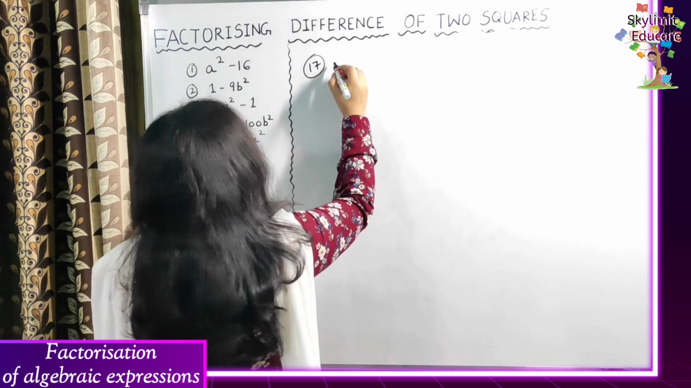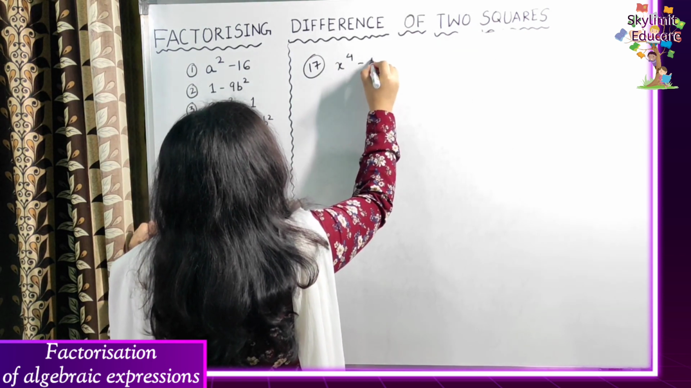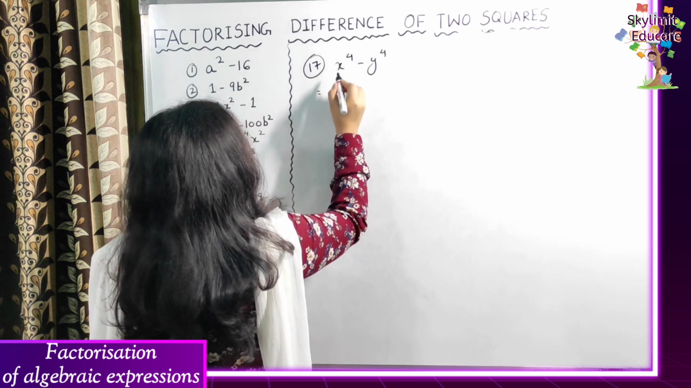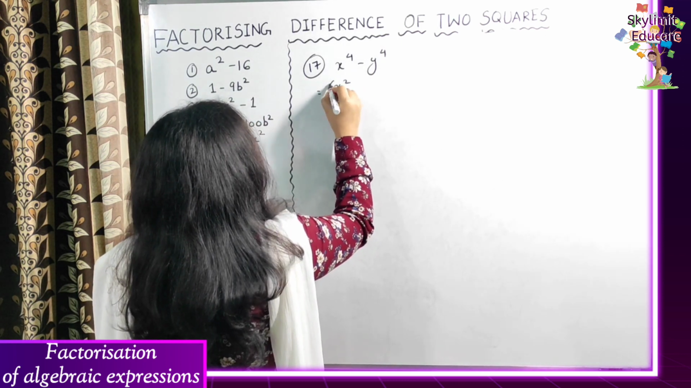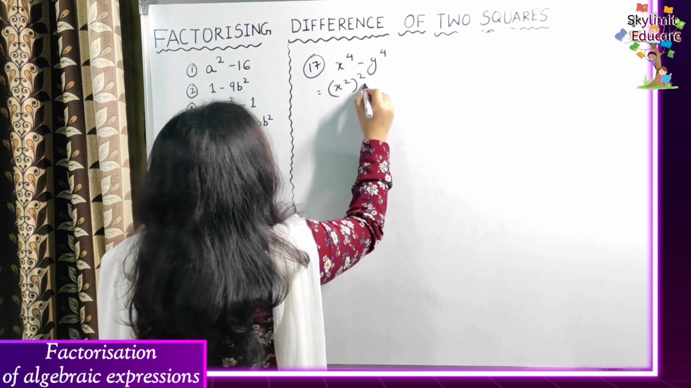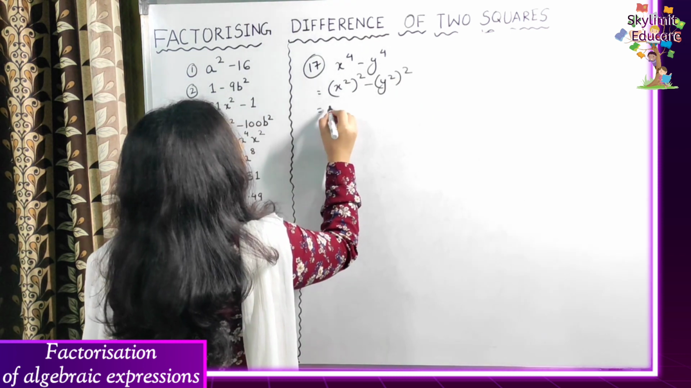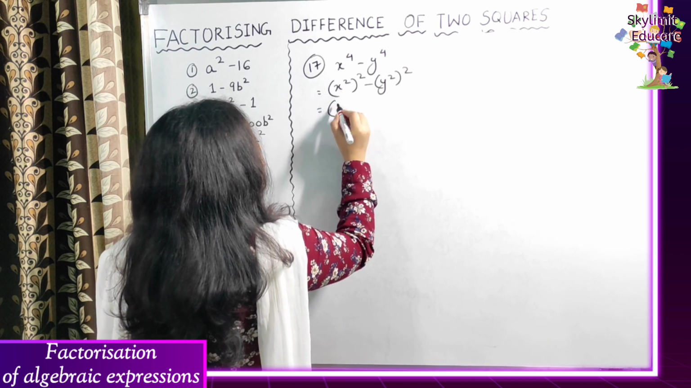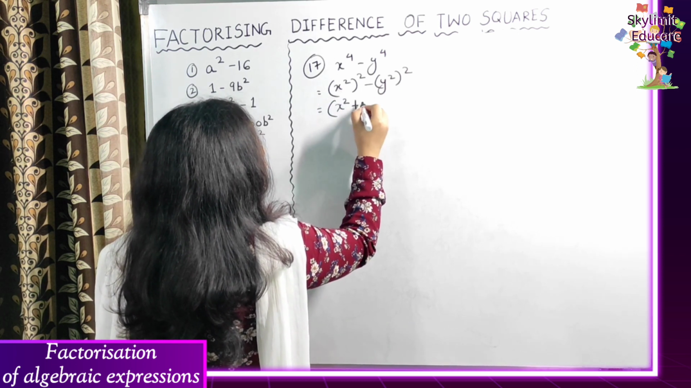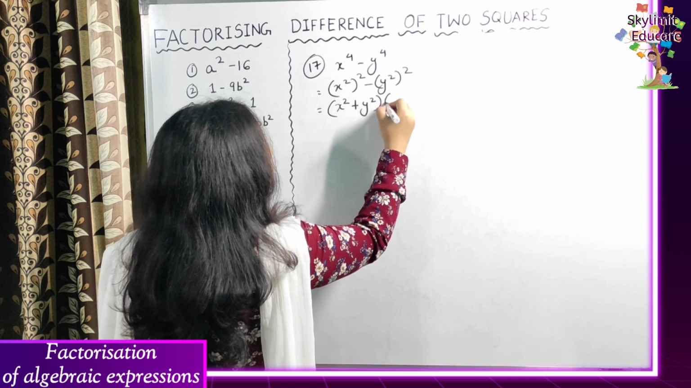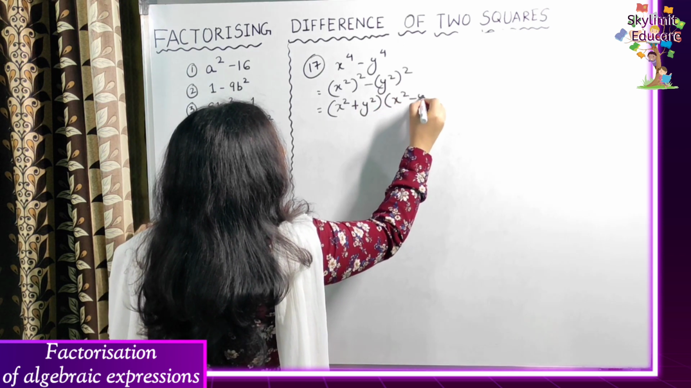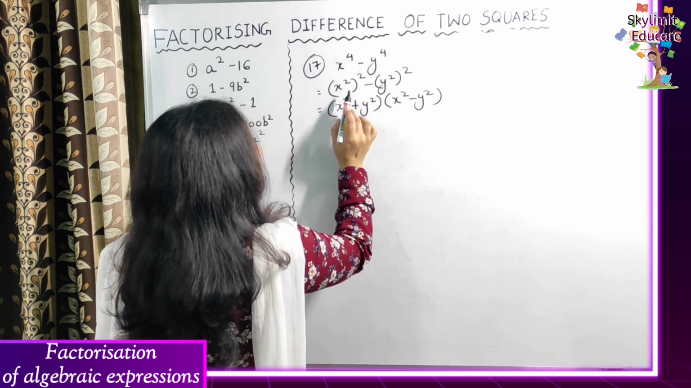X to the power of 4 minus y to the power of 4. Okay, so x to the power of 4 is the square of x square, right? This is a square and this is y square whole square, right? So we got here a plus b, this is perfect square, so a plus b multiplied to a minus b. This is a, this is b.